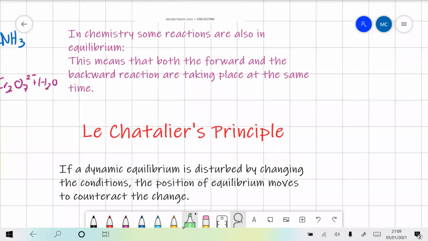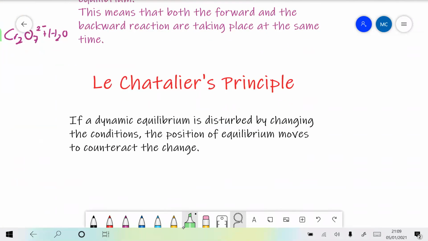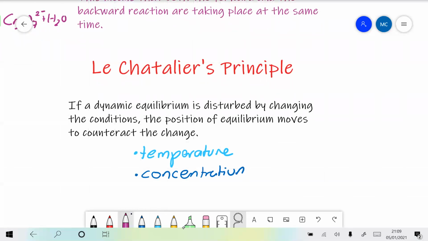Now, the principle is Le Chatelier's principle, and it states that if a dynamic equilibrium is disturbed by changing the conditions, the position of the equilibrium moves to counteract the change. For example, we can change temperature, concentration, and pressure. If we change any of these three conditions, the reaction will counteract our change by opposing us.